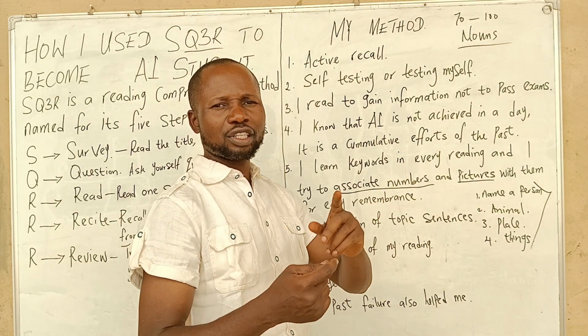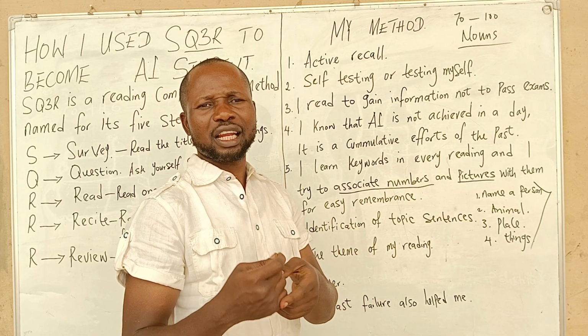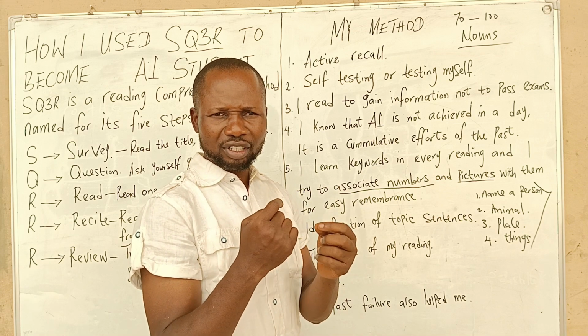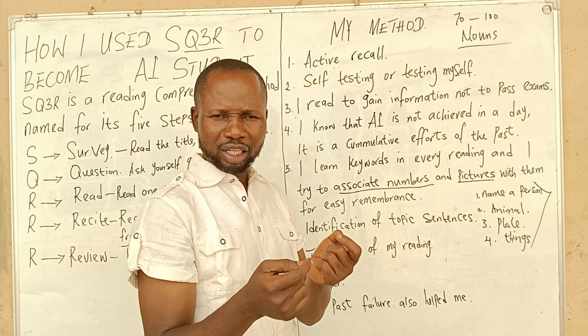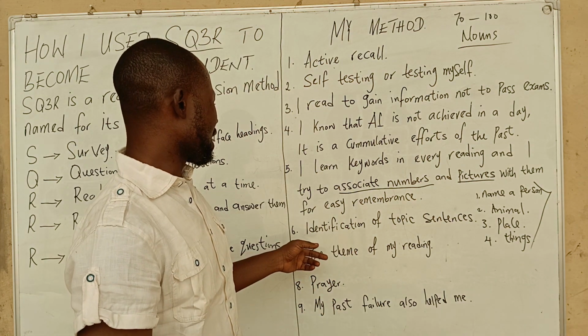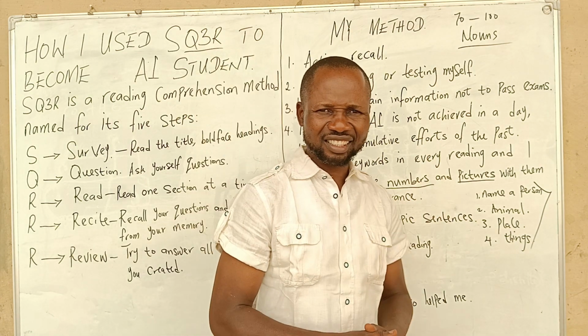Then the picture I've already mentioned. If I mention something like table, I should be able to know how table looks like. Does it have four legs or three or one? So that is it. Then the next one is identification of topic sentences.